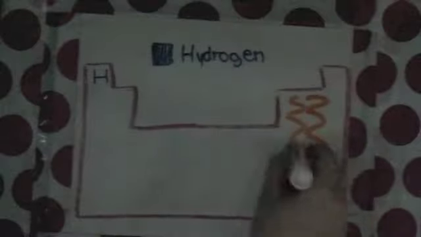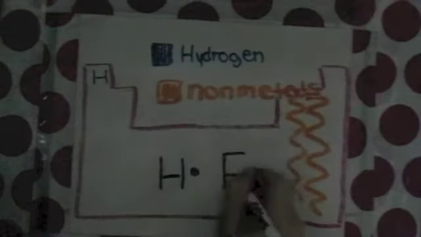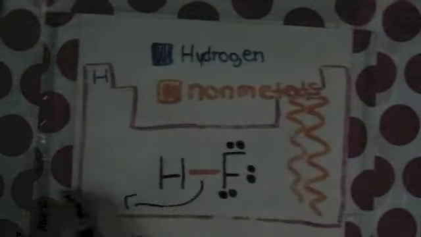The unpaired valence electrons are shared between two atoms, either the same or different. For example, with hydrogen and fluorine. Hydrogen shares one valence electron with fluorine, and fluorine shares one of its unpaired valence electrons with hydrogen. As a result, hydrogen has 2 valence electrons, which is all it needs to be stable, and fluorine has 8.